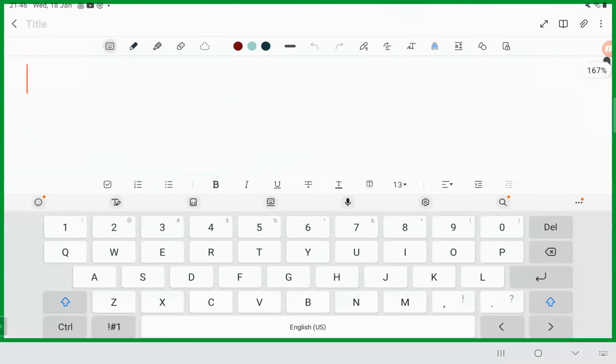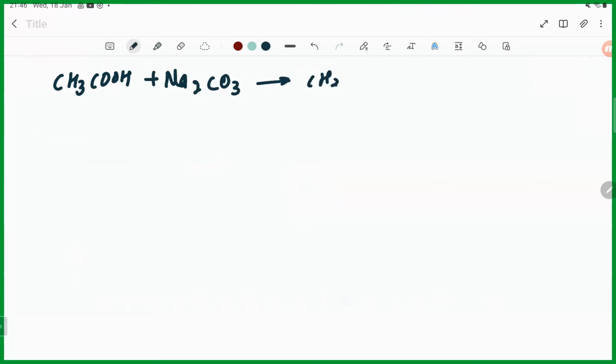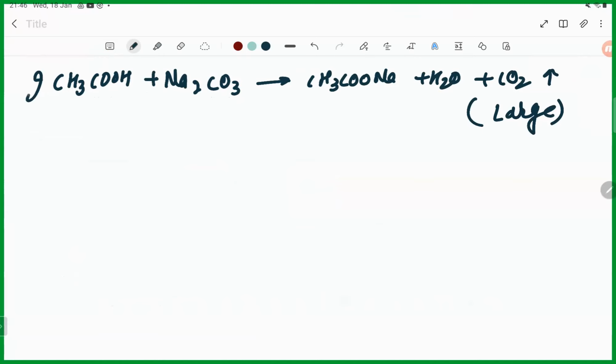What I am saying is, if you talk about CH3COOH, and you are treating it with Na2CO3, the products are CH3COONa plus H2O plus CO2. This CO2 is very small. Okay, two molecules you have taken.